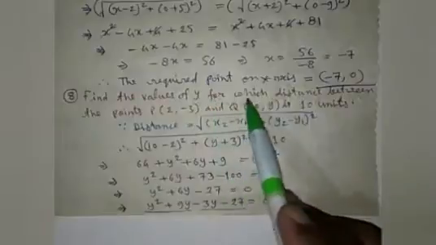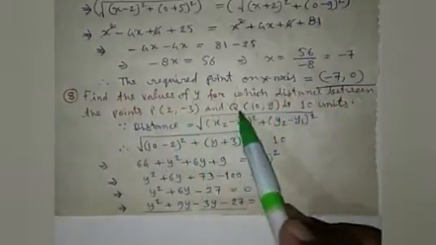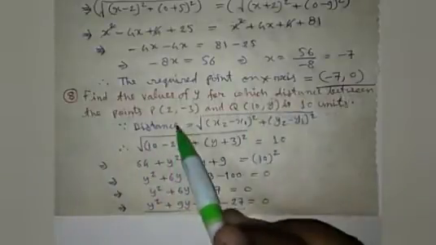Now in question number 8, find the values of y for which the distance between the points P (2, minus 3) and Q (10, y) is 10 units. Now using the distance formula, we have here distance means under root (10 minus 2) whole square plus (y minus 3), here y minus minus 3 will be y plus 3, whole square. And this distance is equal to 10 units. So it is equal to 10.